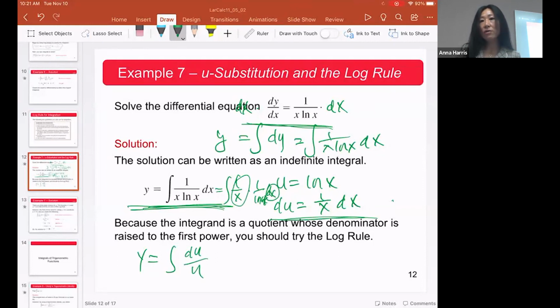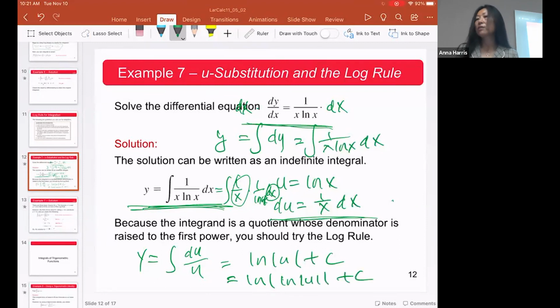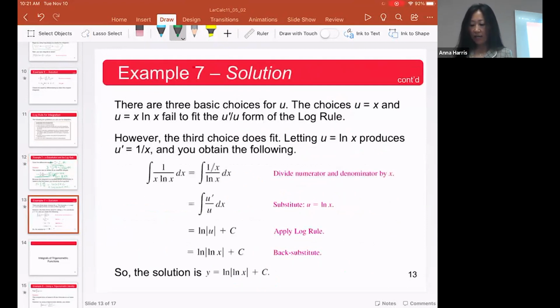All right, you know what to do about du over u? That's just natural log. That's just natural log of u plus c. So I'm gonna plug back in my u into my natural log. So in that case, natural log of u plus c. So yes, you can have a natural log twice. Okay, that's fine. That's your answer. Okay. So that's why you have natural log of c.